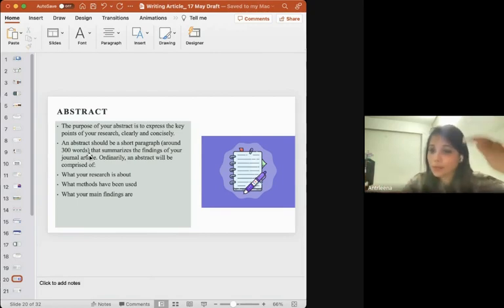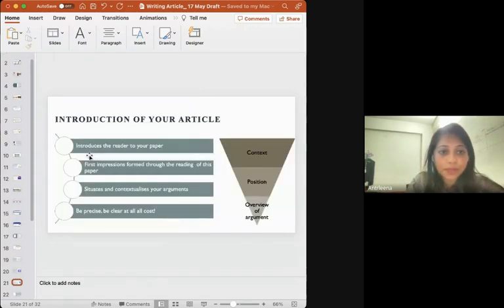So this is what should be there in an abstract, in a very condensed way: the entirety of your research paper. And it should be very interesting, so that it is able to lure the editor to read more. It's very important that it is done in an interesting and intriguing way.